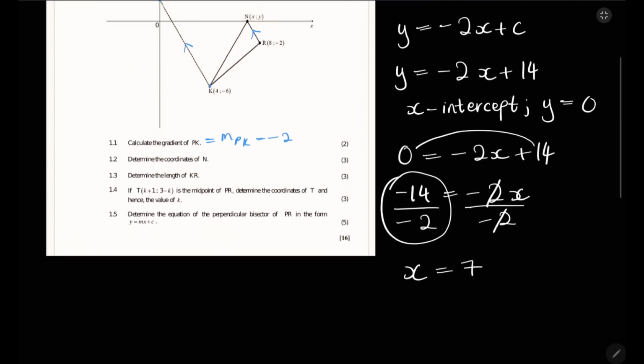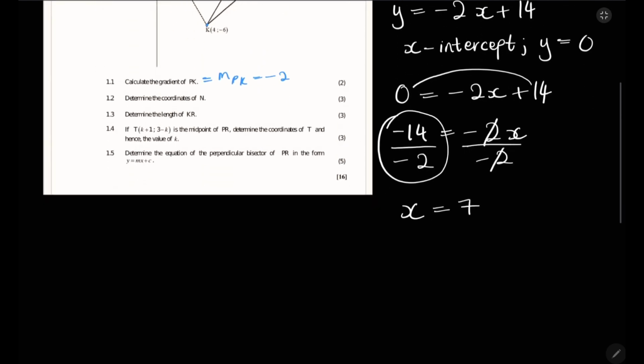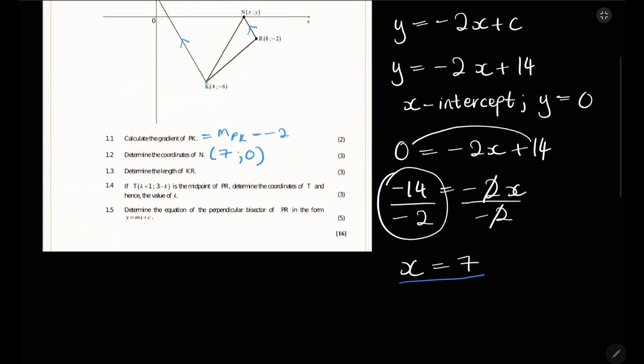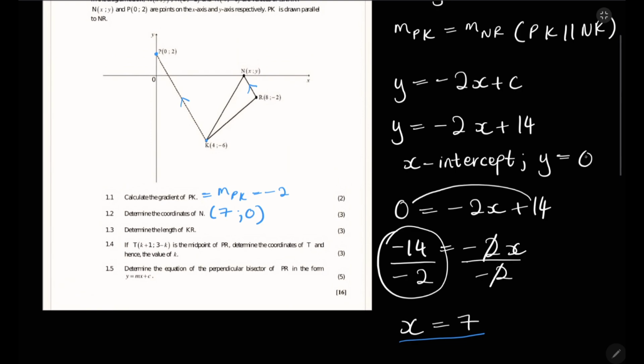So the coordinates of N will be 7, which we calculated here, and 0, because we let y be 0.